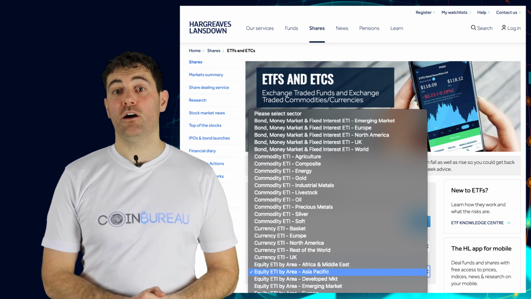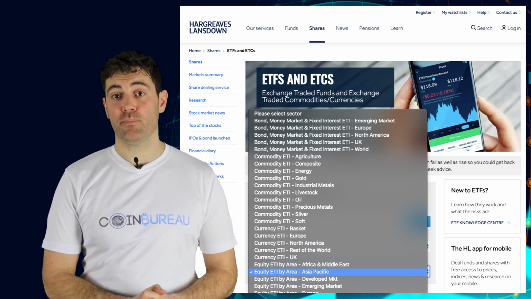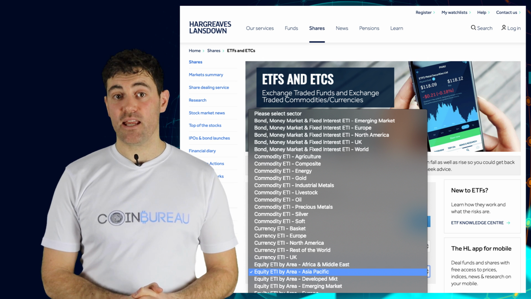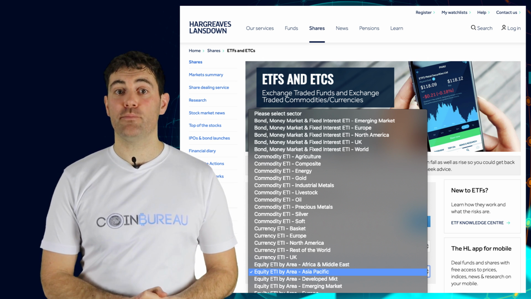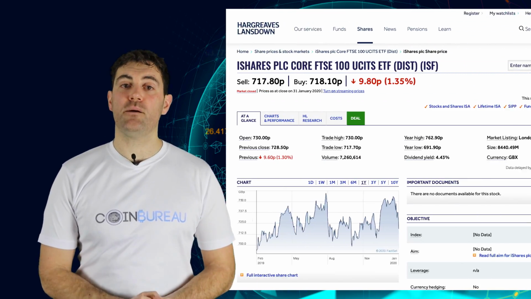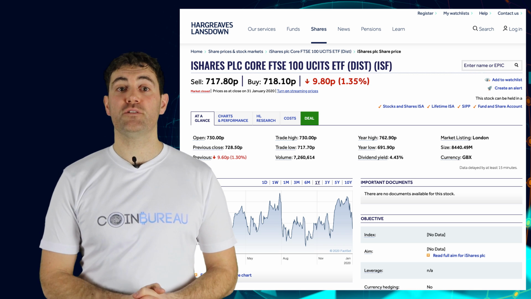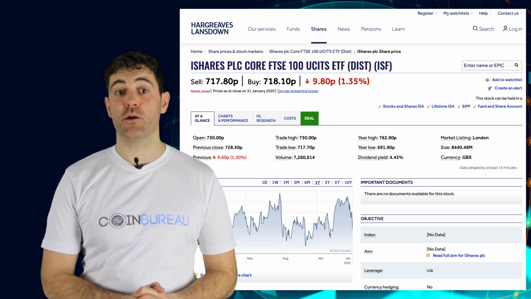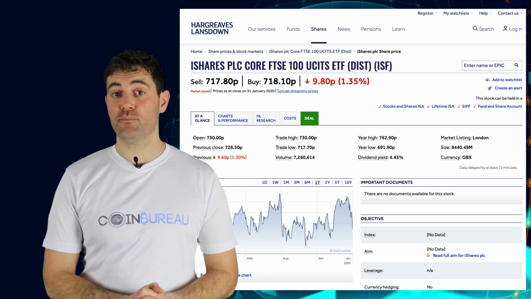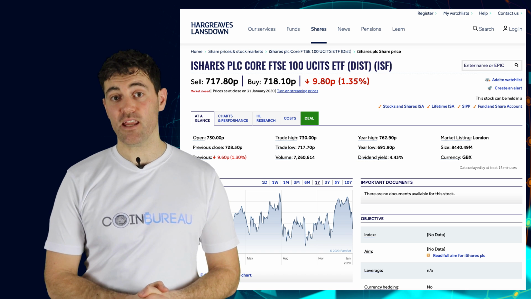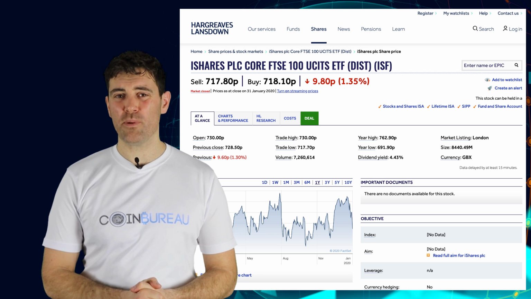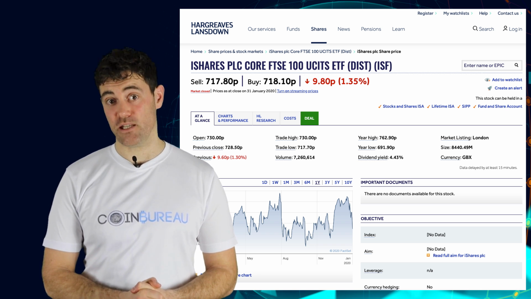If you hop over to Hargreaves Lansdown, the biggest investment supermarket platform in the UK, you'll see a huge range of different ETFs by sector. What these financial products enable you to do is buy a basket of stocks or commodities. So for example, the iShares plc Core FTSE 100 ETF allows me to buy exposure to the whole FTSE 100 index, which means exposure to the 100 biggest stock market listed companies registered in the UK. You'll also notice here that the single ETF has a whopping £8.4 billion in it.